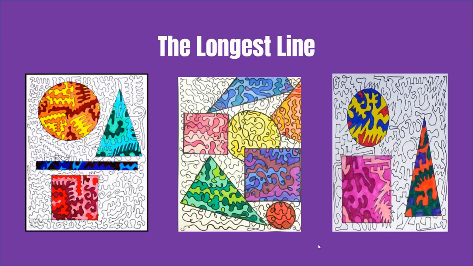Now I'd like you to notice the interesting shapes inside each of these geometric shapes. The type of shapes that we see created by these lines are called organic shapes. These are shapes that have unpredictable edges. These shapes we often see in nature.